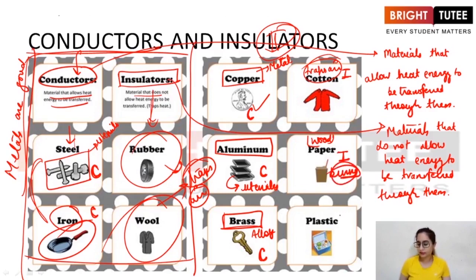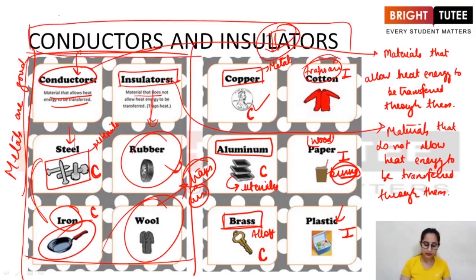Right? Then plastic. Plastic is again an insulator. Plastic does not allow heat to be transferred through it. So plastic is again an insulator. Right? So these were the examples of conductors and insulators.